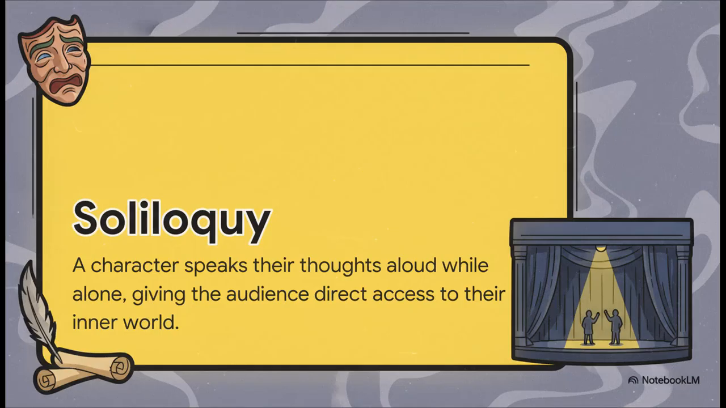Another one of these secret weapons is the soliloquy. This is when a character is alone on stage thinking out loud. It gives us a direct, unfiltered peek right into their mind. It's pretty much the closest thing theater has to a first-person narrator.